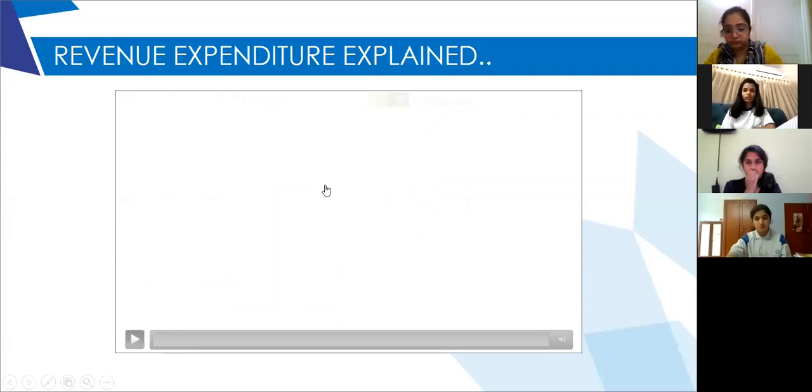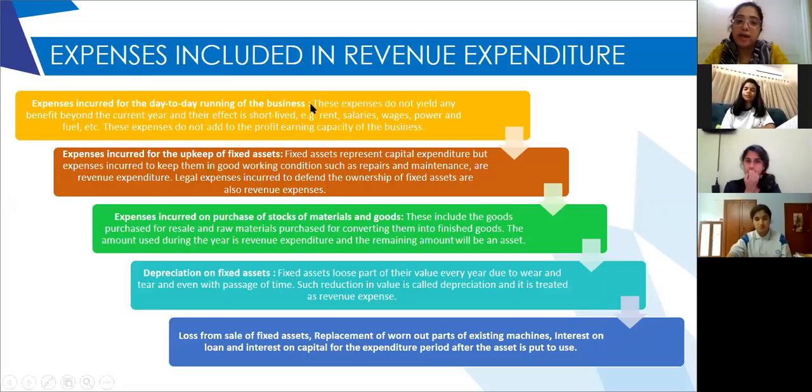Okay, clear now? Now let's go to the expenses which are treated under revenue. Those expenses which are not giving me benefit beyond the current accounting year. Please understand, they are short-lived. So the expense which we are charging is only for 1 year, like rent, salary, wage, power. They are not adding to the earning capacity of the business, right? So such day-to-day expenses come under revenue expenditures.